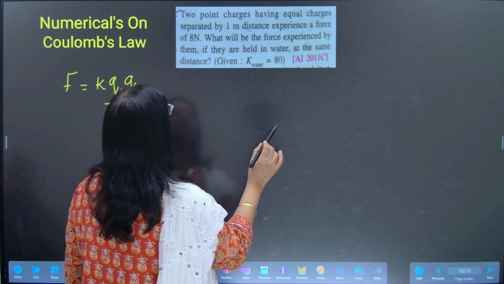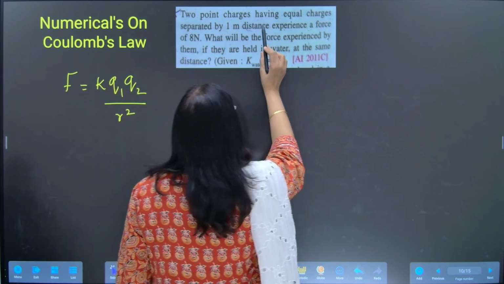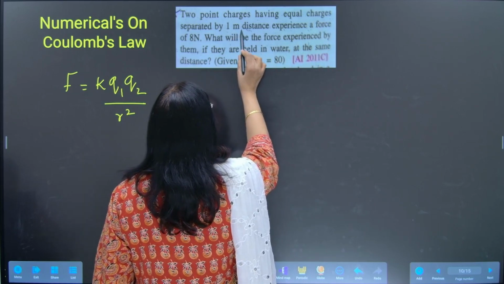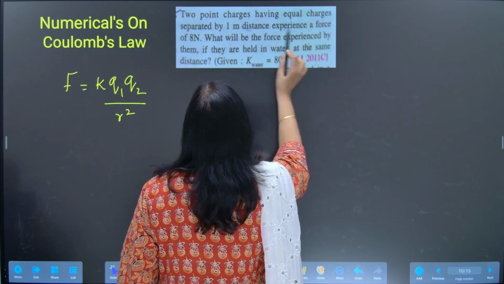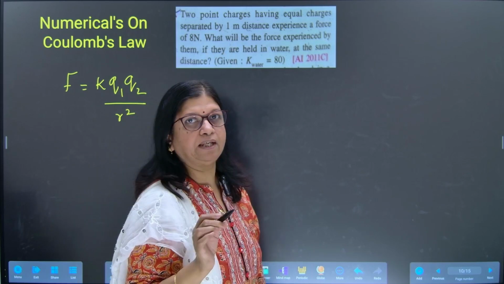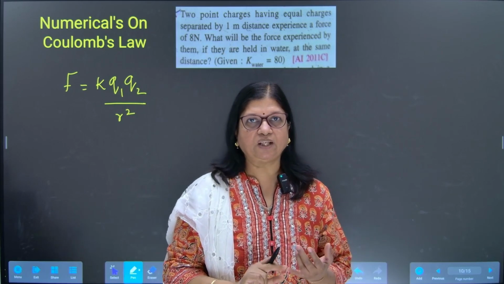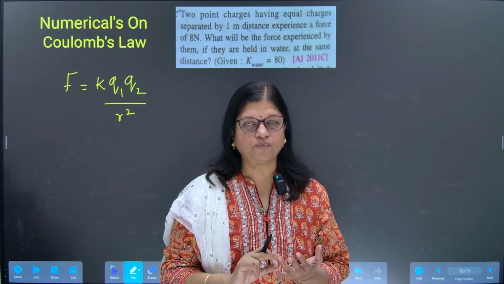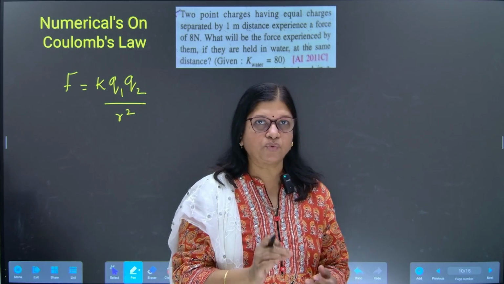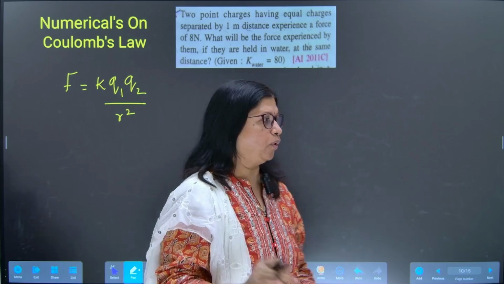Let us read that numerical first. There are 2 point charges having equal charges separated by 1 meter distance, experiencing a force of 8N. So the information given to us is that the 2 charges are equal, separated by a distance of 1 meter, and the force is given as 8N. So we will just write what is given to us on the board.